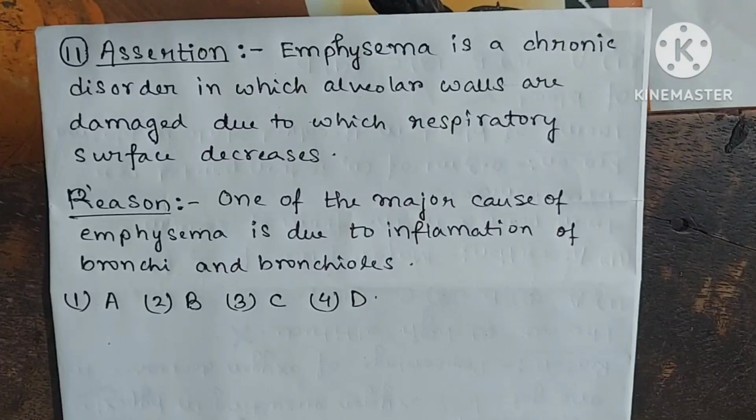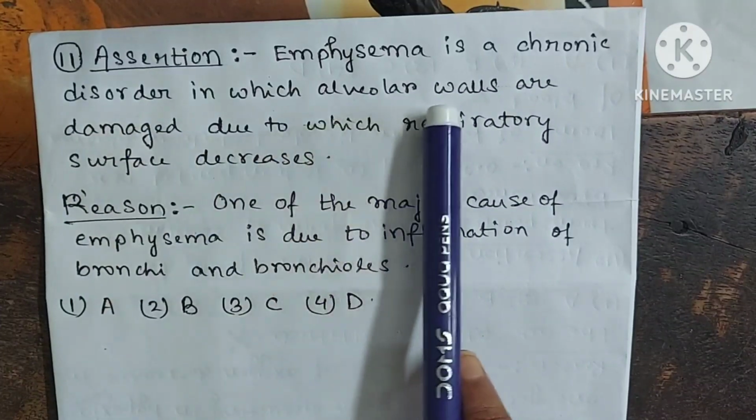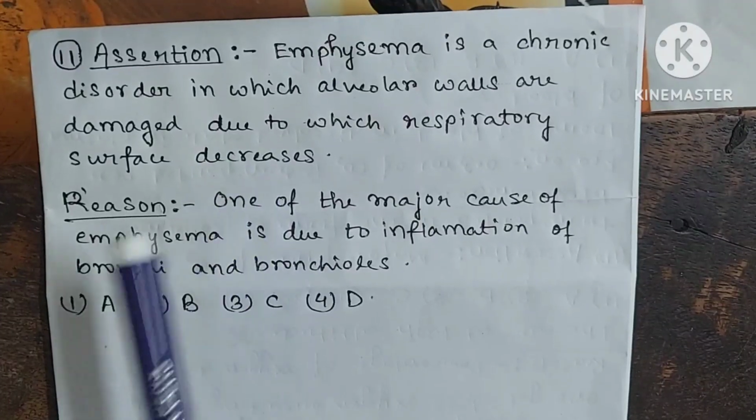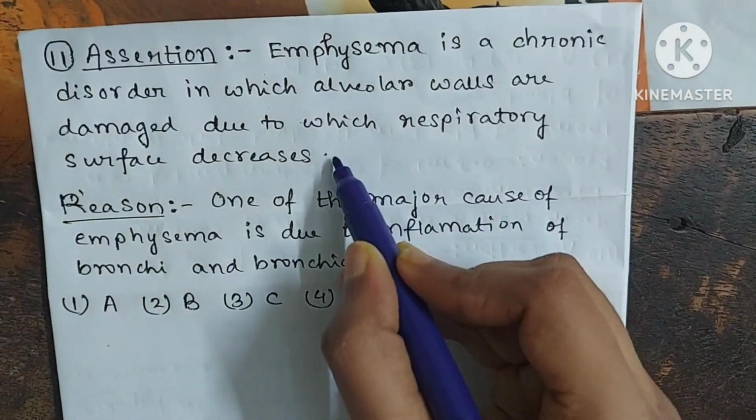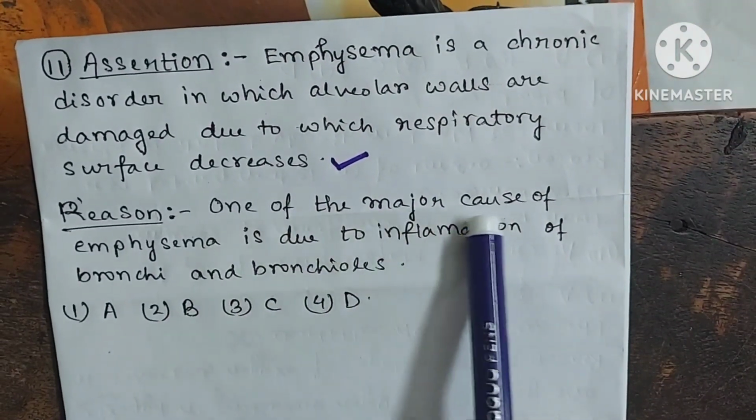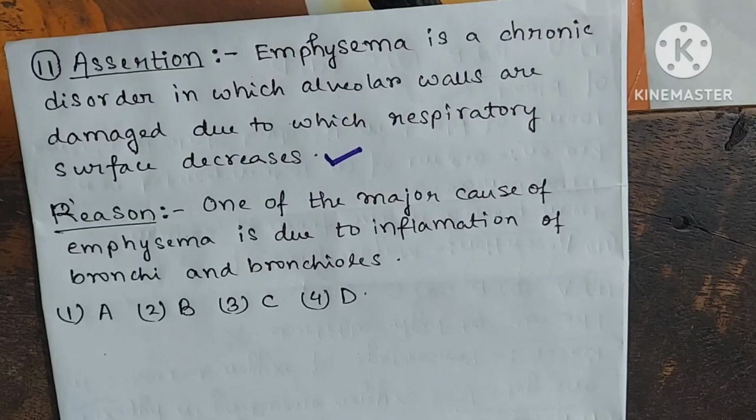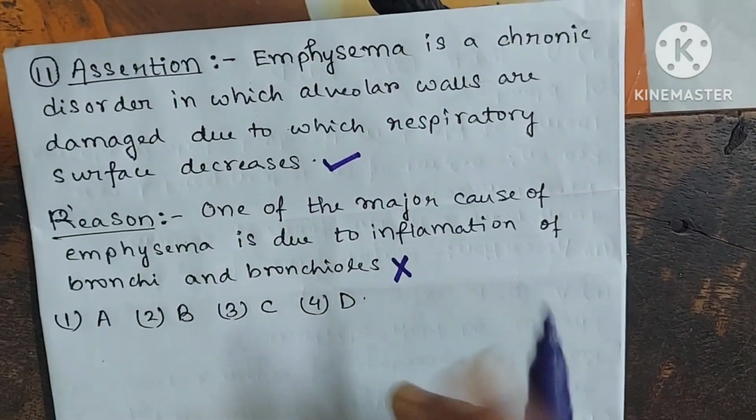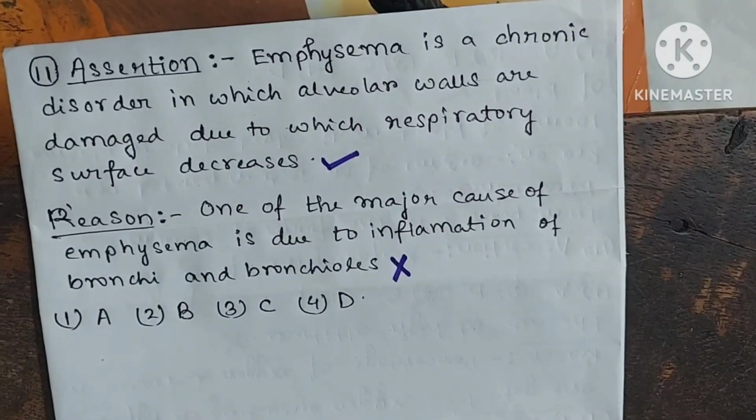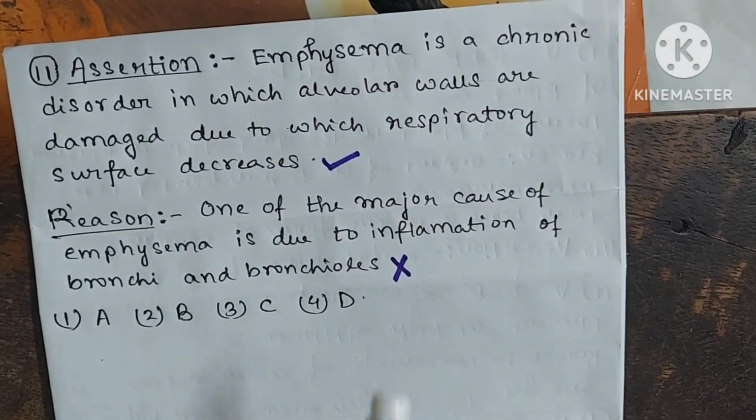Now question number 11. Assertion: emphysema is a chronic disorder in which alveolar walls are damaged, due to which respiratory surface decreases. Yes, this statement is correct. Now the reason: one of the major causes of emphysema is the inflammation of bronchi and bronchioles. No, this statement is not correct, because due to the inflammation of bronchi and bronchioles, emphysema is not caused, asthma is caused. Inflammation of bronchi and bronchioles is the major cause of asthma.